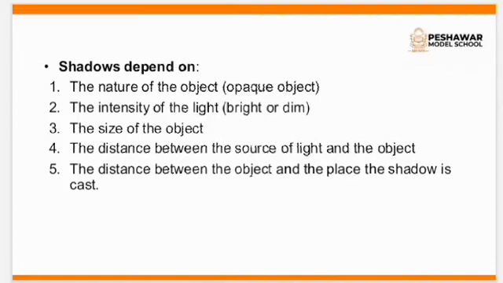Point number 1, the nature of the object, whether it's an opaque, transparent, or translucent object. Definitely it's an opaque object. Point number 2, the intensity of light, whether the light is more bright or dim. Point 3, the size of the object, as I have explained. Point 4, the distance between the source of light and that object. Point number 5, the distance between the object and the place the shadow is cast. Always remember the distance. So these are the things on which shadows depend.